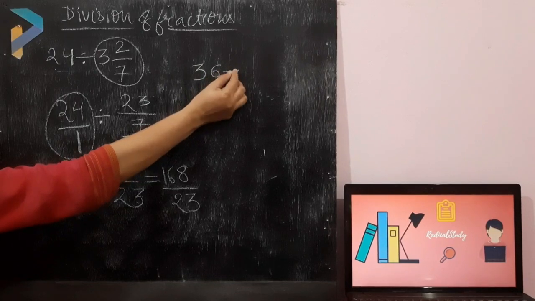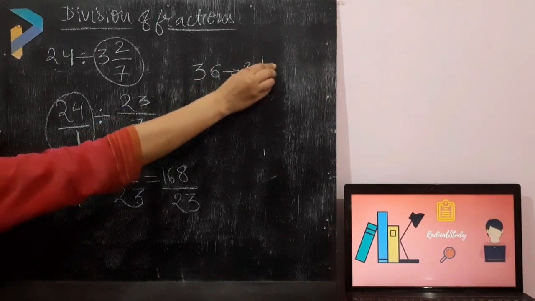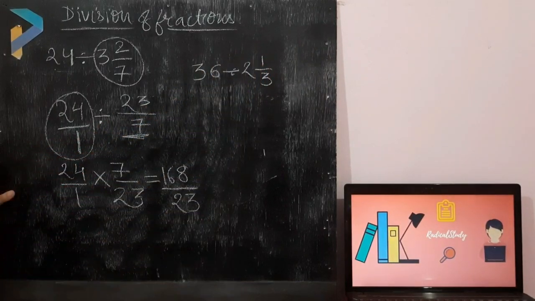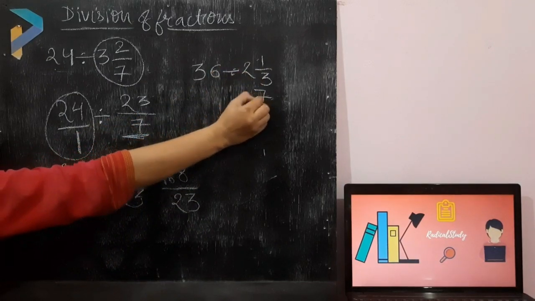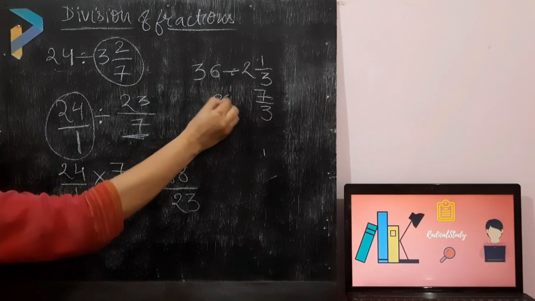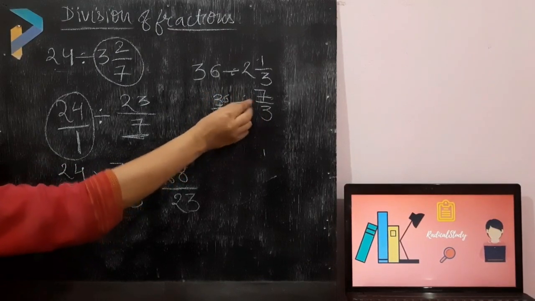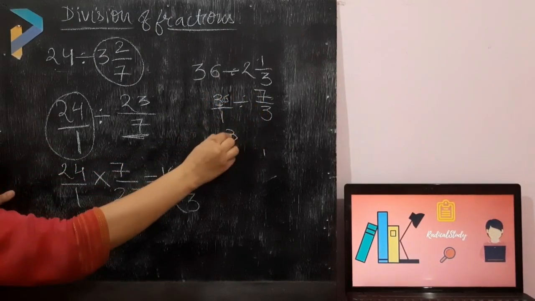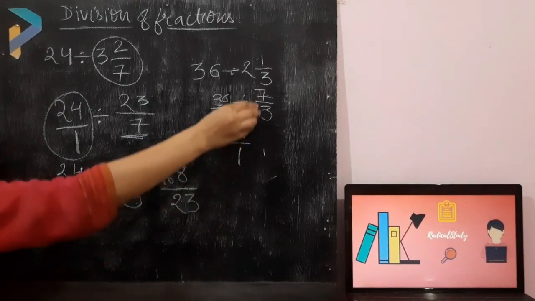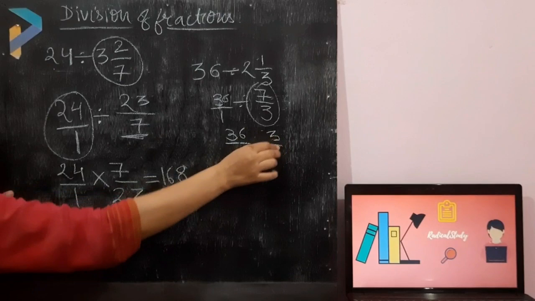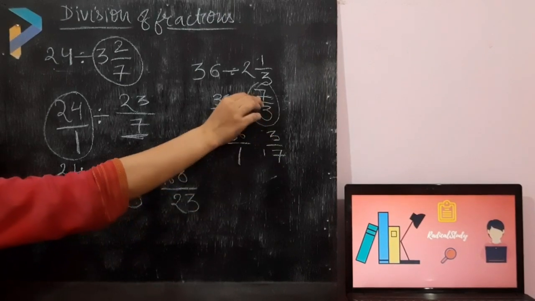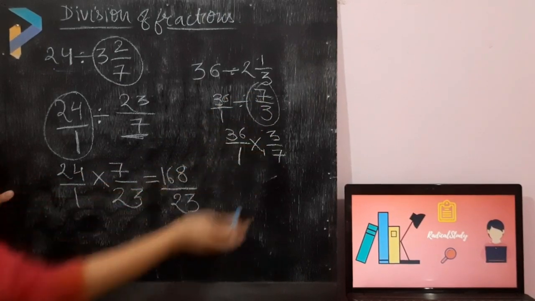36 divided by 2 1 upon 3. Right. Now again this is an improper fraction. 3 twos are 6, 6 plus 1, so 7 upon 3 it will be, and it will be 36 upon 1 divided by 7 upon 3. Now to divide it, I am going to find the reciprocal. The reciprocal will be 3 upon 7. Once I have found the reciprocal, I will multiply it.